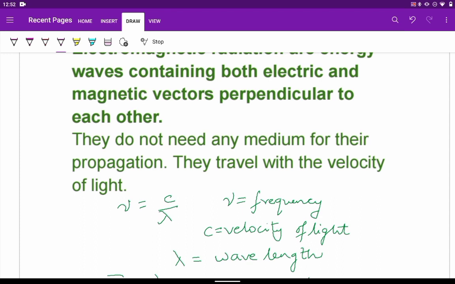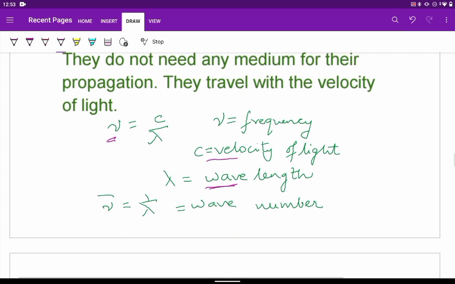Now based on this, we can determine the frequency of electromagnetic radiation using the formula nu equal to c by lambda, where nu is the frequency, c is the velocity of light, lambda is the wavelength, and wave number is represented by nu bar, that is 1 by lambda.